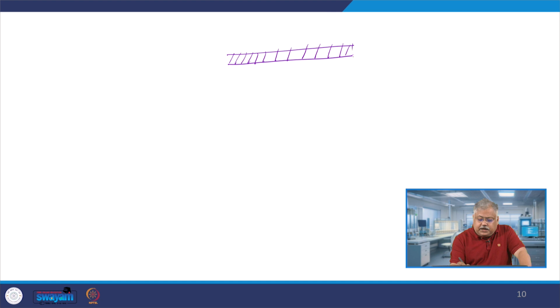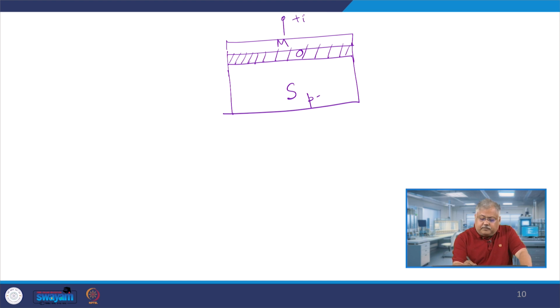I am still using it as a 2-terminal device, so let me not go to 3-terminal at this stage. This is my metal, this is my oxide layer and this is my semiconductor. Let us assume this semiconductor to be p type, and therefore when you apply a positive bias here, your electric fields are all in this direction. So the holes are repelled. When the holes are repelled, you will have a depletion region being formed here. So what will it look like? It will look something like this.